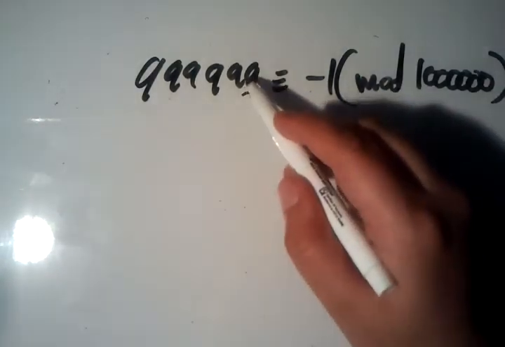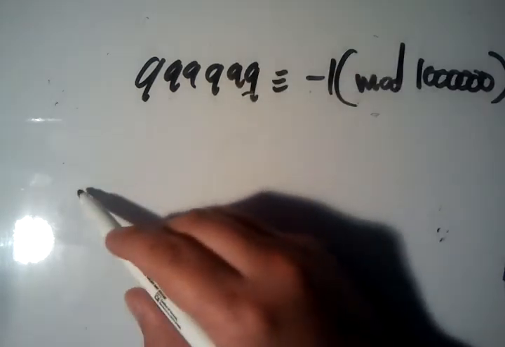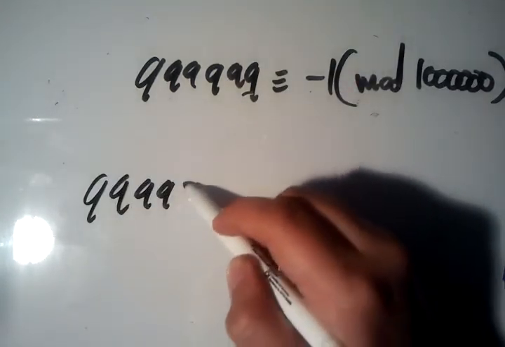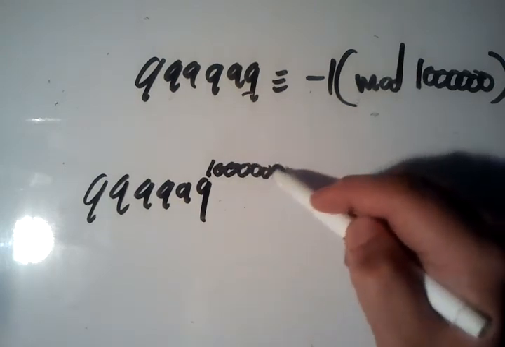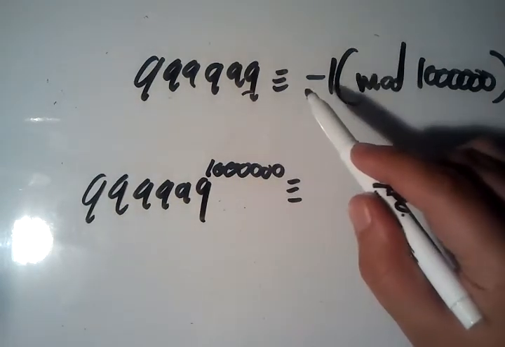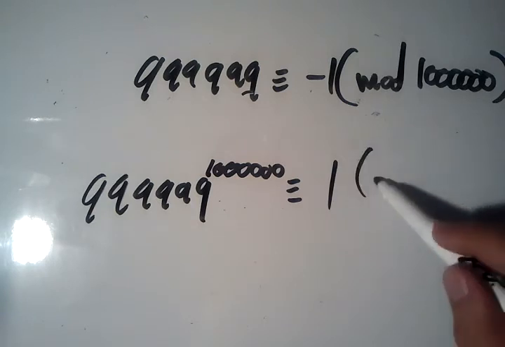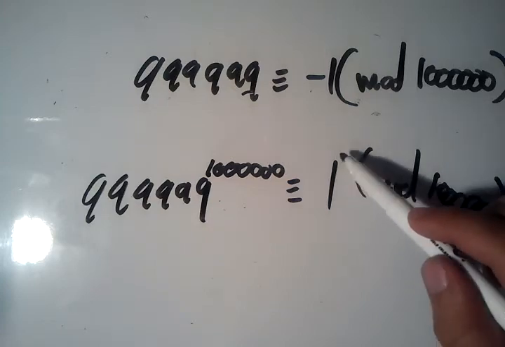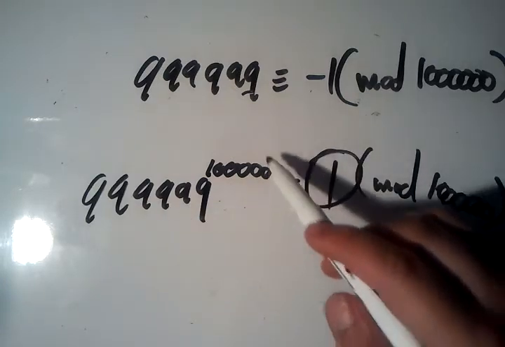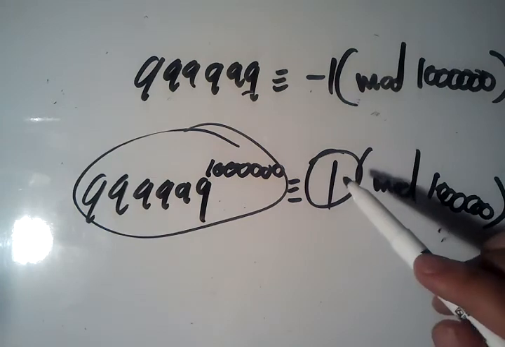Now, if we raise this to the power of a million, so we take 999,999 and raise it to the power of 1, 2, 3, 4, 5, 6 zeros, then we have to raise negative 1 to the power of 1 million, which gives us 1 mod 1 million. And that means that when we divide this number by a million, it's going to give a remainder of 1.